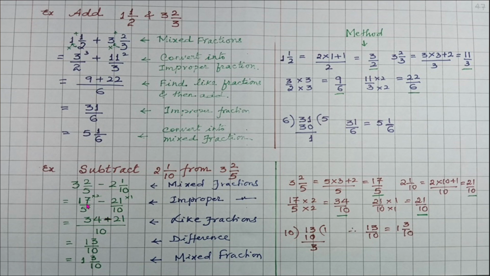The denominators are different, therefore they are unlike fractions and also improper fractions. So make the denominator the same by taking the HCF of 5 and 10. The HCF of 5 and 10 is 10, and therefore 5 into 2 is 10, 17 2s are 34, 10 into 1 is 10, and 21 into 1 is 21. 34 minus 21, subtracted, we get 13 by 10, and convert into a mixed fraction by dividing 13 by 10, we get 1 integer 3 upon 10, which is the difference of these two fractions, and that is the procedure which I have explained just now.